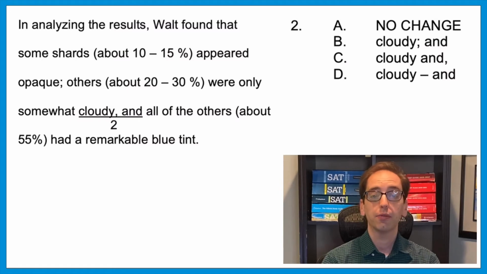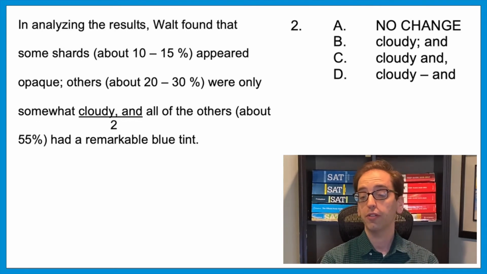In analyzing the results, Walt found that some shards, about 10 to 15%, appeared opaque. Others, about 20 to 30%, were only somewhat cloudy, and all of the others, about 55%, had a remarkable blue tint. I'll give you a minute. Press pause, give it a try.